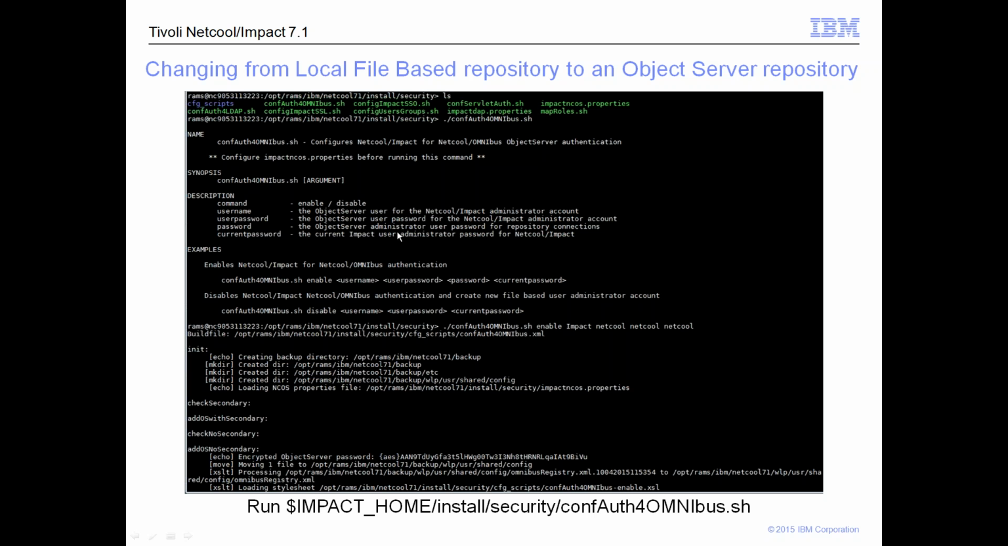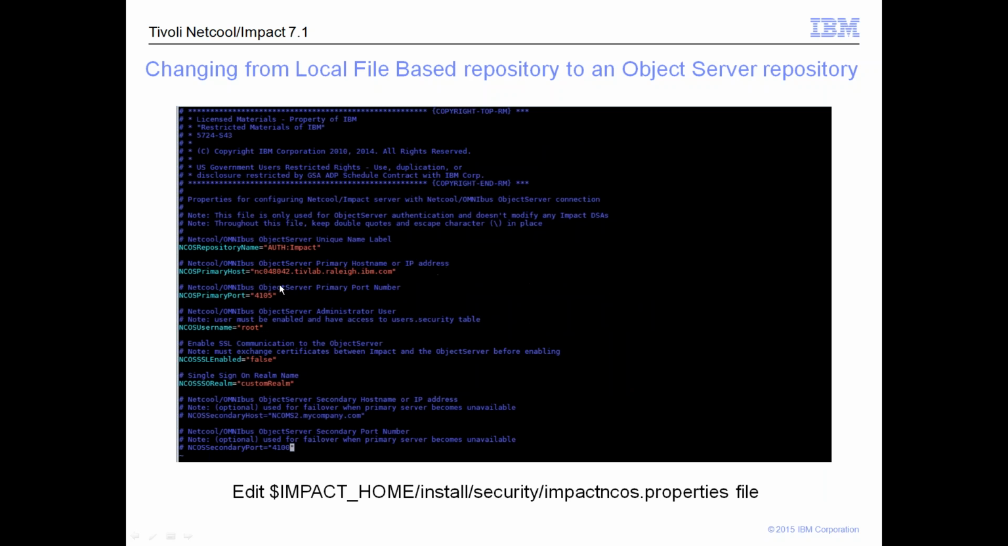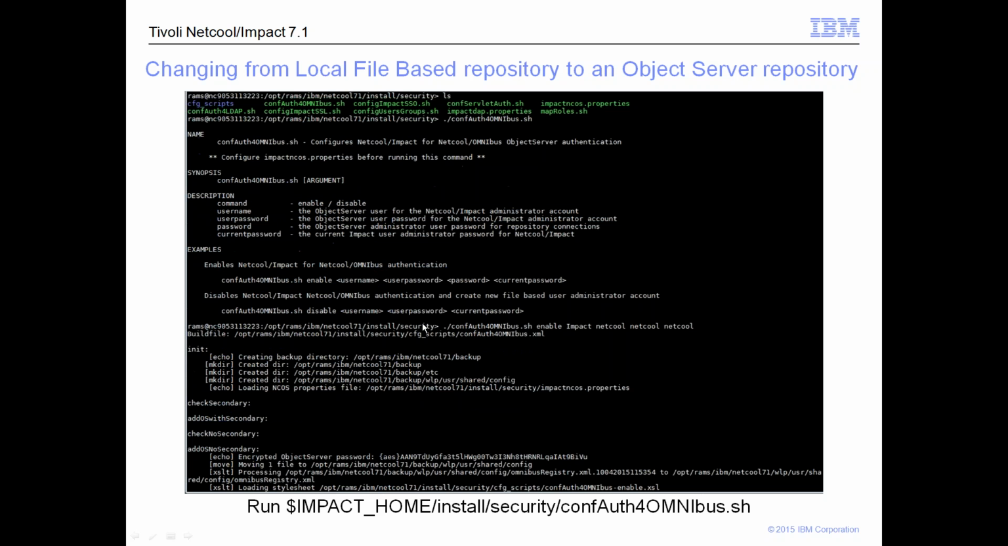The next password that you select is the object server administrative user, which is this user right here in this properties file. That's why that password's used. And then the final password is what the current administrative impact user is, which was my local file-based user, impact admin, and I know his password's netcool. So yeah, there's a lot of netcools here, and it's a really unique password.